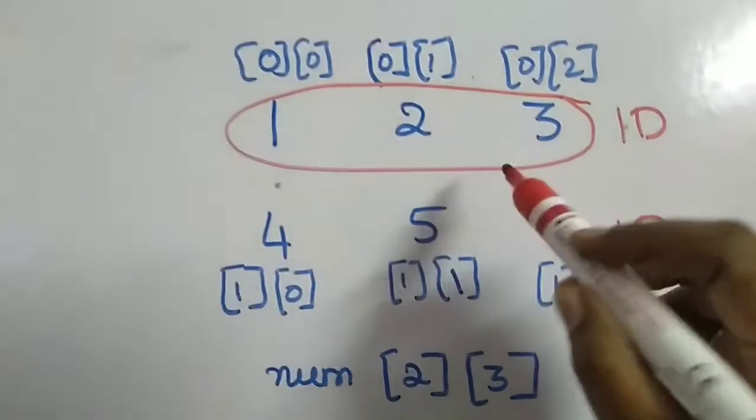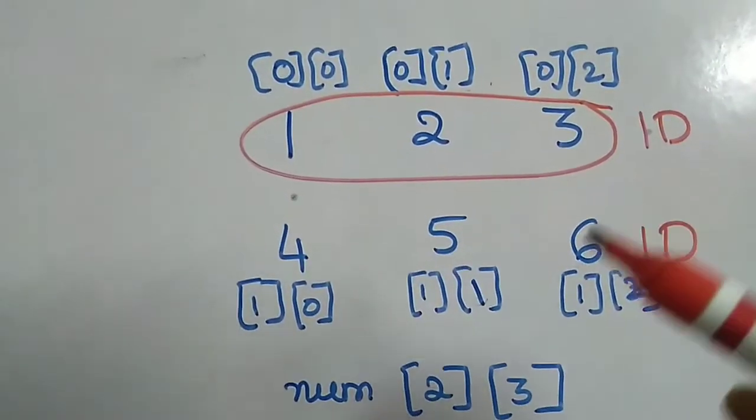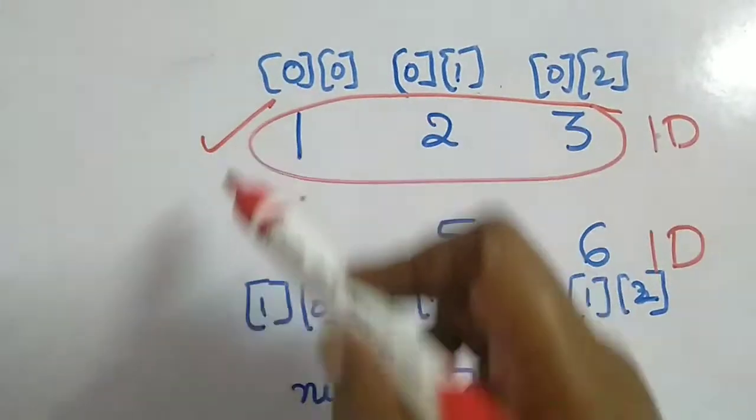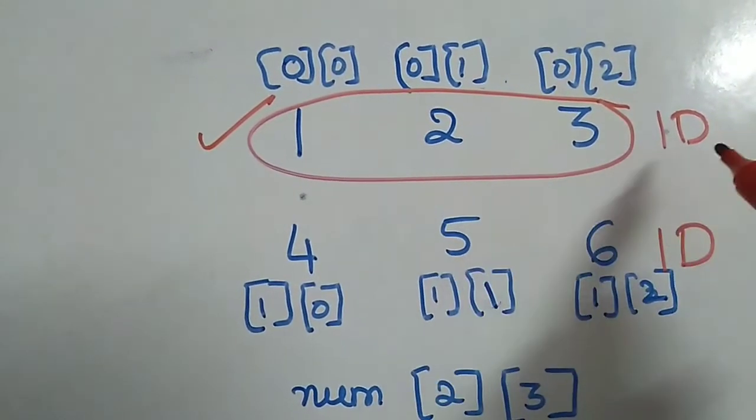For each and every iteration of the outer loop, it will read a row. The first row is a 1-dimensional array, so it will read this first row.